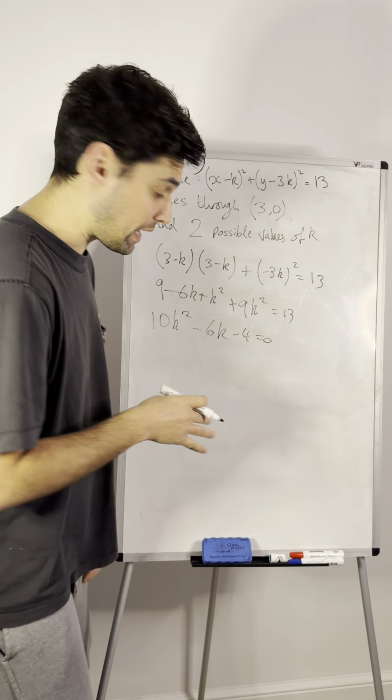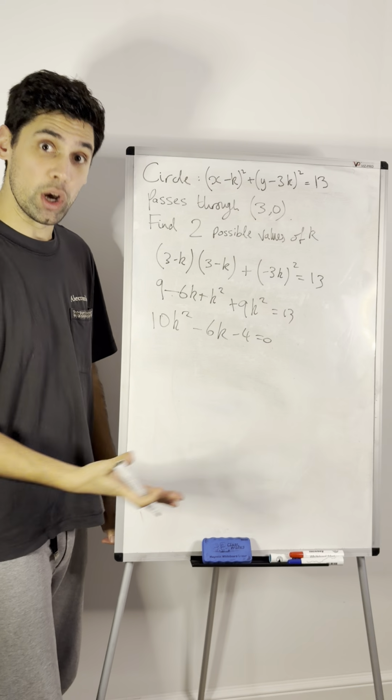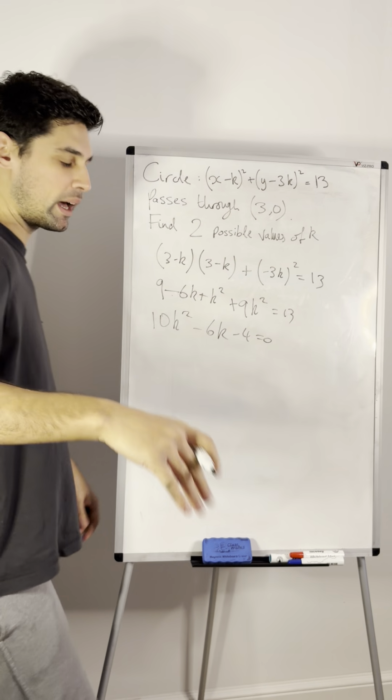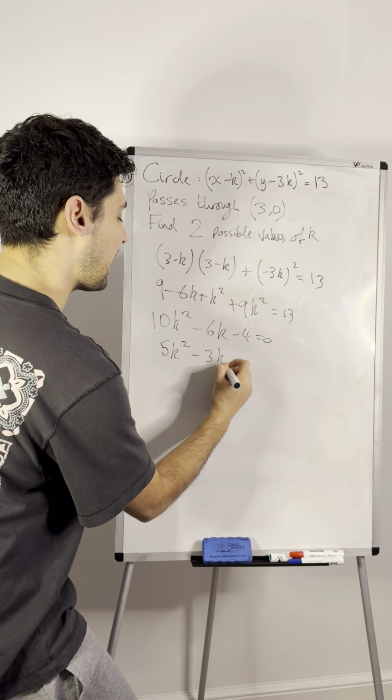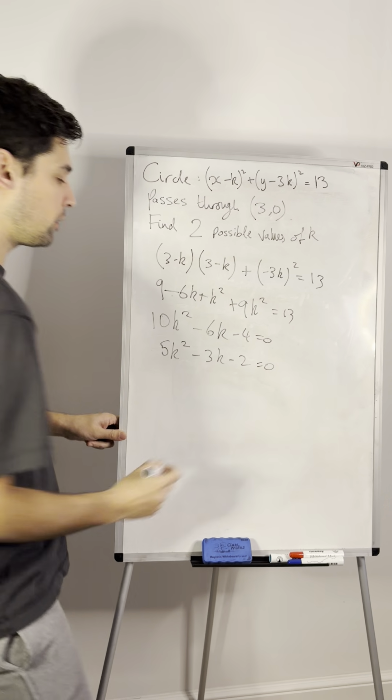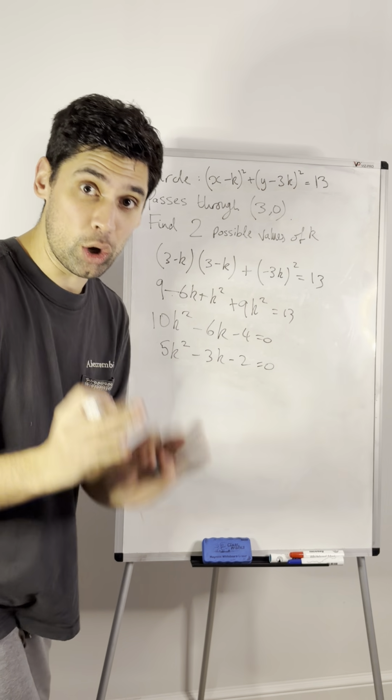Now we could solve it at this stage, but I've noticed everything here is divisible by 2. So let's divide this by 2, just to make our life a little bit easier. So we've got 5k squared minus 3k minus 2 equals 0. Now I'm hoping this is going to factorize because I ain't got a calculator on me.